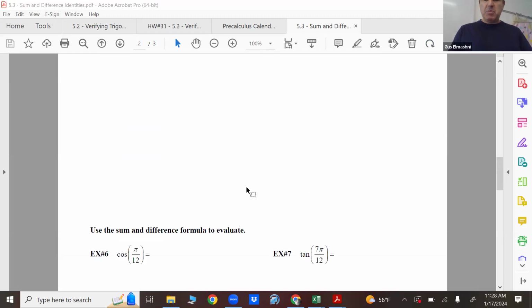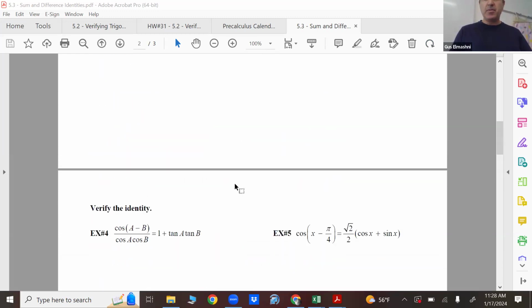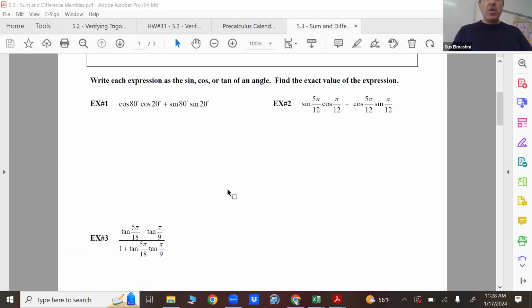And the notes are pretty reasonable. It shouldn't be too bad. And you guys can just use the rest of the time to work on homework. I'll show the homework in just a little bit. So here, you're asked to write this as a sine, cosine, or tan of a single angle. So let me rephrase that, because that's actually not quite clear.